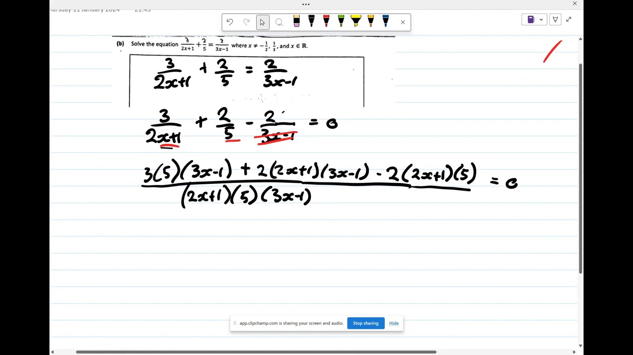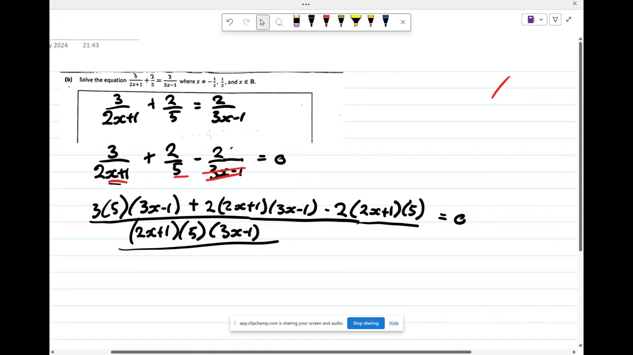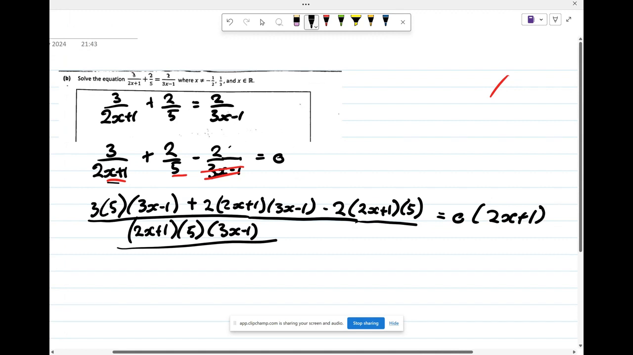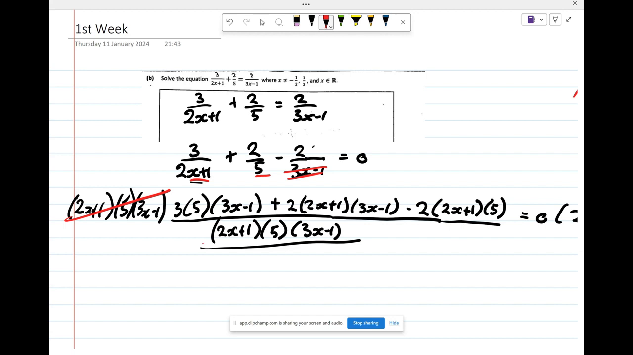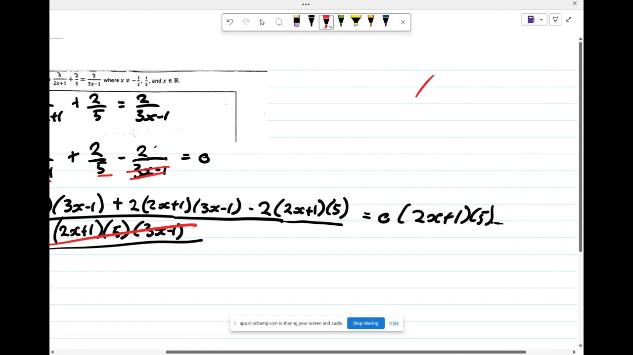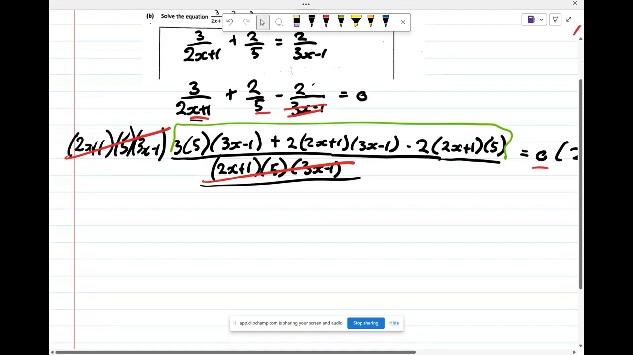We can see immediately that we have x below the line and we have x above the line. So we want to get rid of this x below the line, and that's pretty easy to do. If we multiply both sides of the equation by just this term here, so we multiply this side by 2x plus 1 times 5 times 3x minus 1, and we multiply this side by the same thing, this will cancel with that, and anything times 0 is just 0. So we're left with, our next line is going to be everything on this top line, all of that is just going to be equal to 0.